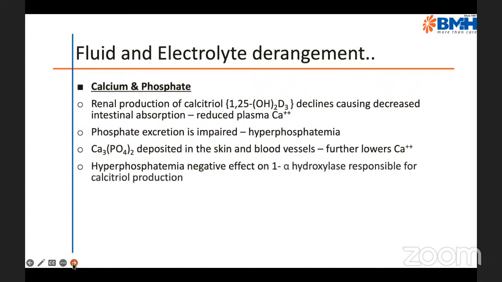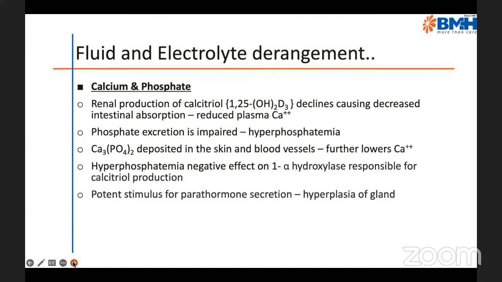This hyperphosphatemia also has a negative effect on 1-alpha hydroxylase, which is responsible for calcitriol production, which again deteriorates the condition. Both hyperphosphatemia and hypocalcemia are potent stimuli for parathyroid hormone secretion, which results in hyperplasia of the gland and consequent metabolic abnormalities. So patients with CRF usually come on oral calcitriol and calcium carbonate, both as a calcium supplement and calcium carbonate as a phosphate binder.